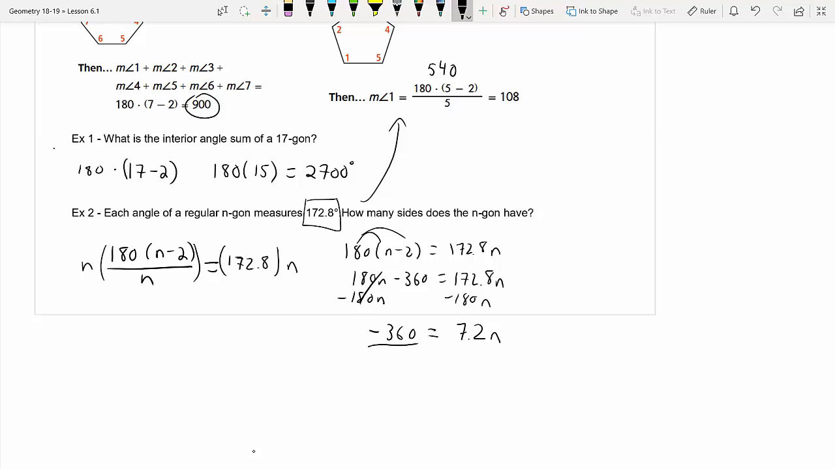And then if I divide both sides by negative 7.2, I end up with 50. So my figure here, in order for every angle to be 172.8 degrees, would equal 50 sides. So that's really as far as it goes with interior angle measures. We can find the sum total of the interior angle measures, and we can find a single angle.